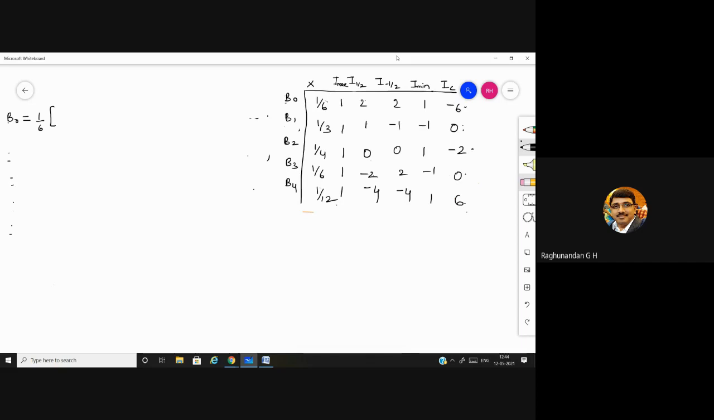Next, for B naught, 1 into I max plus 2 into I half, 2 I half. Next, 2 into I minus half plus 1 into I min. It's I min. And now one thing you should remember, since you are multiplying this, so for IC you should take it as 6 IC.